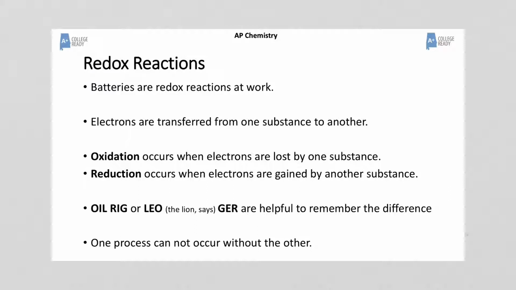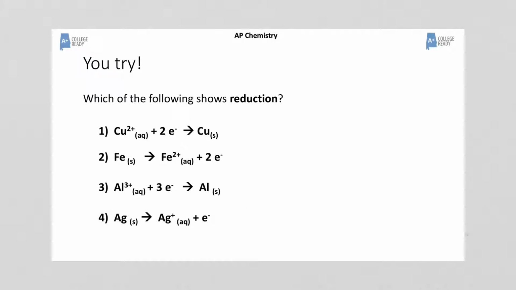And again, since one substance is losing and another substance is gaining, we cannot have one without the other. So in a reaction, we can't have two oxidations, we can't have two reductions. We must have something being oxidized and another substance being reduced. So let's look at these. These are called half reactions. Notice they don't look like normal reactions because you see electrons.